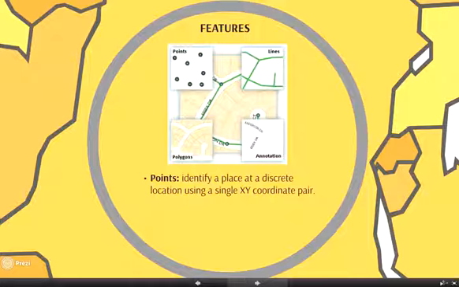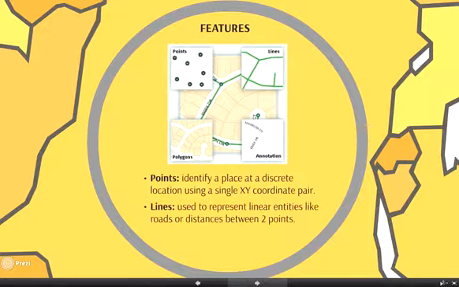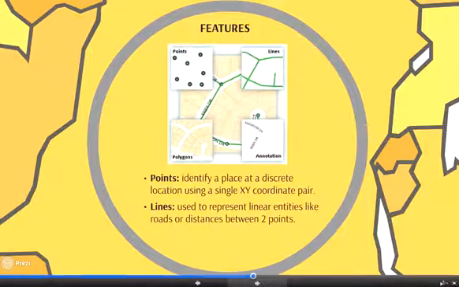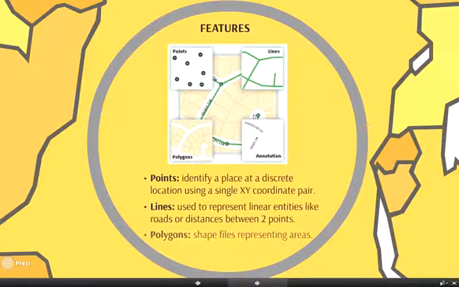The other concept is features. So a type of features are points that identify a particular place with a single X and Y coordinate. There's also lines that represent linear entities like roads or distances between 2 points. And lastly, there's polygons. So these are shapefiles representing areas. So think about a neighborhood or an area in your city. Those can be polygons.